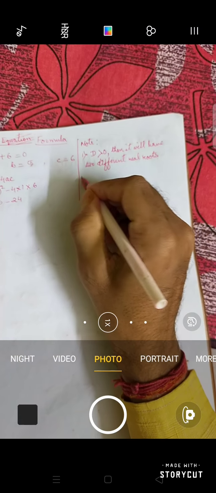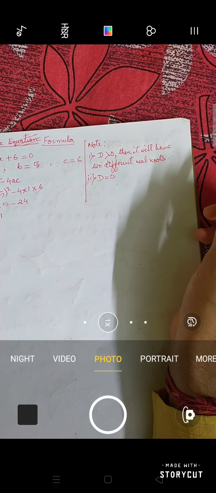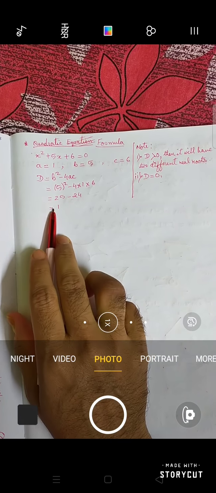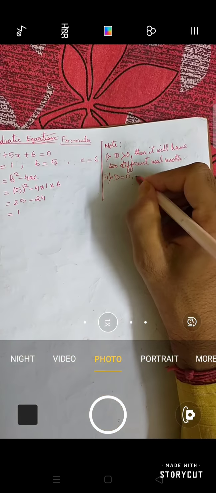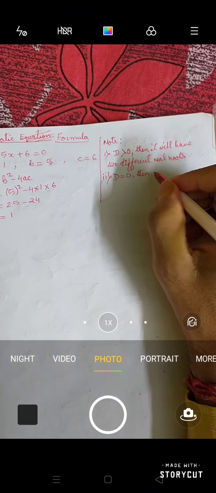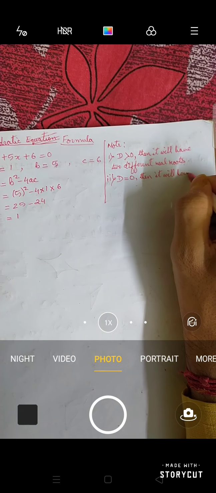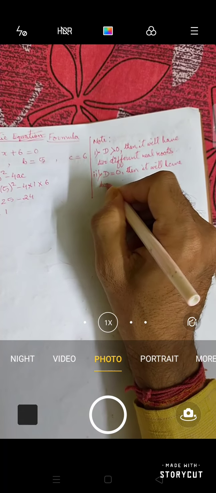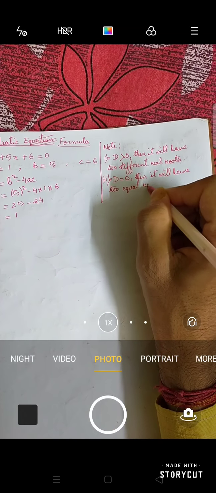Now the second point, if D equals 0. If after solving you are getting D equals 0, so if D is 0, then it will have two equal real roots.